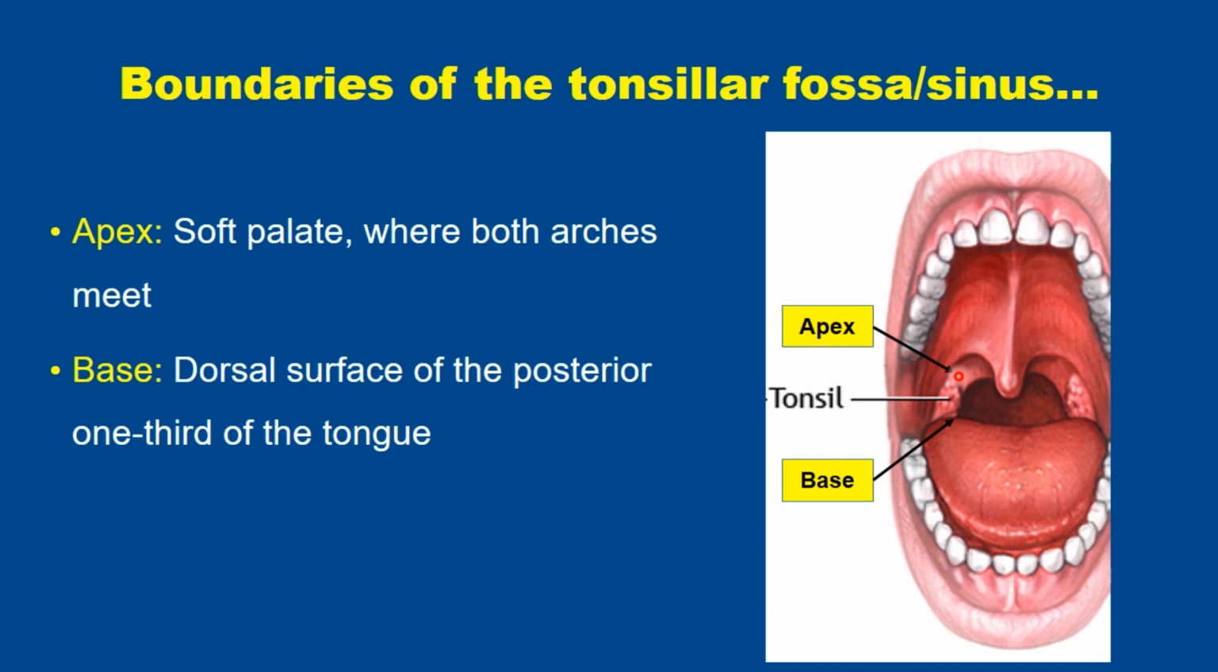Then the apex of the tonsillar fossa is formed by the soft palate. Here this is the soft palate, where the anterior and the posterior pillars or arches meet. Here we can appreciate the base of the tonsillar fossa, and this base is formed by the dorsal surface of the posterior one third of the tongue. This is the dorsal surface of the posterior one third of the tongue.